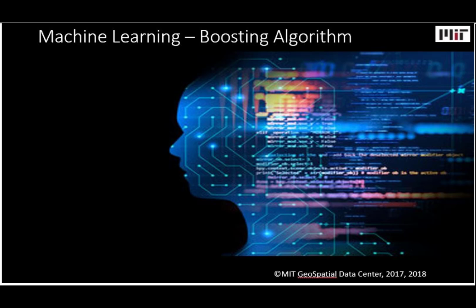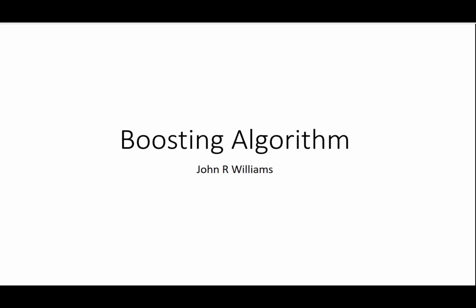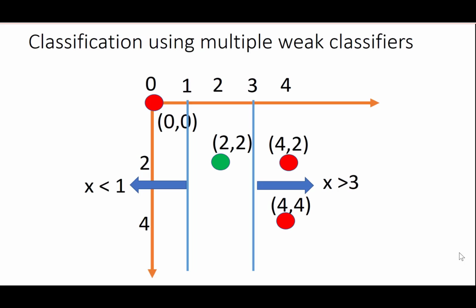Hi, so I want to take you through the boosting algorithm, and we're going to go step by step through one particular case. Boosting allows you to use multiple weak classifiers to obtain a strong classification. Here we're going to have 4 data points that are going to be our base data, and then we're going to classify other points using these classifiers.